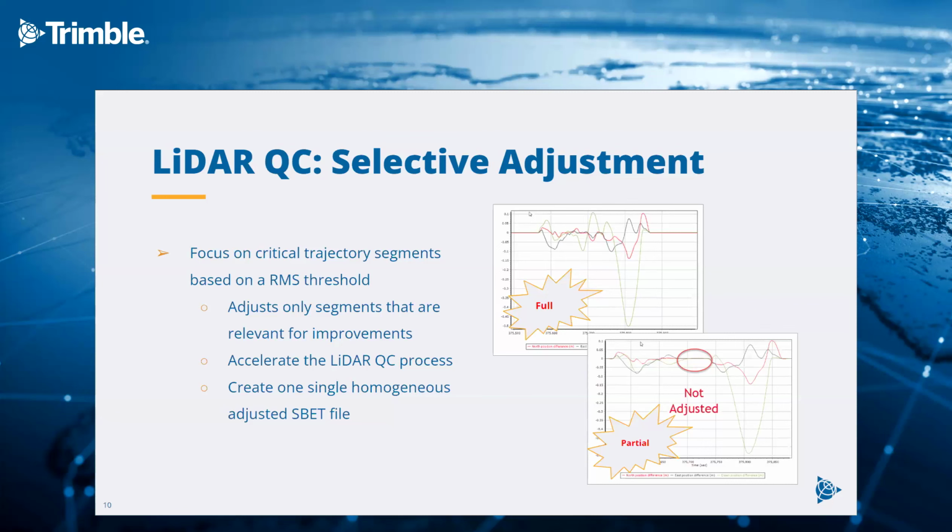So in LiDAR QC, you can assign a certain RMS threshold, let's say 10 centimeter, and LiDAR QC will then only adjust those segments that are critical where the RMS is over 10 centimeter, for instance. That idea will accelerate the entire LiDAR QC process. So the LiDAR QC process does finish a little earlier, obviously, and it will still create one single homogeneous adjusted aspect file.